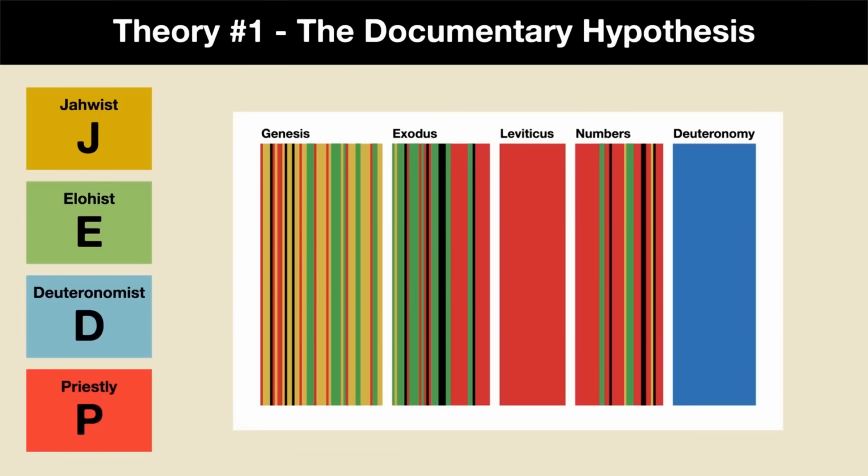So, according to the documentary hypothesis, Genesis, Exodus, and Numbers are all a mix of J, E, and P. Leviticus is entirely P, and, as you might have guessed, Deuteronomy is entirely D. Note that the black areas of the chart represent other texts that do not fall into the main 4.